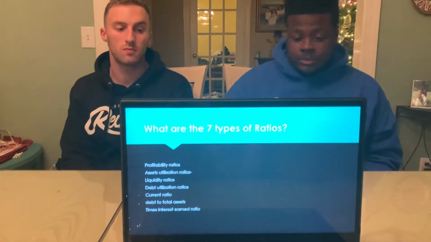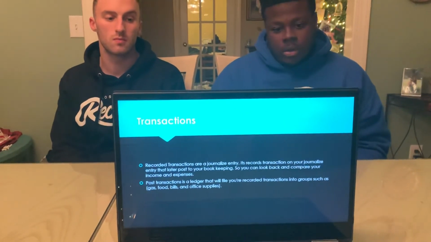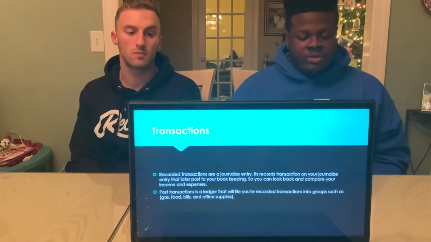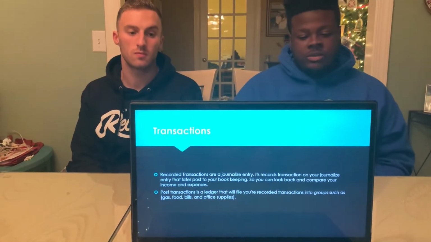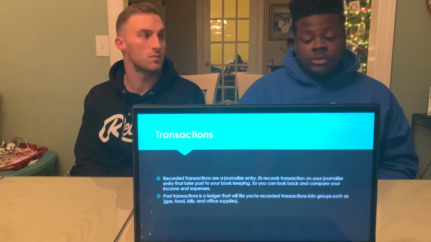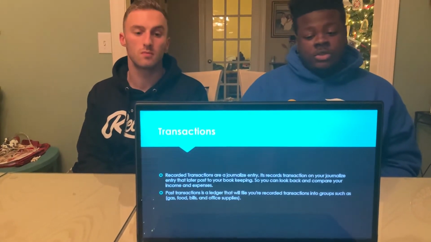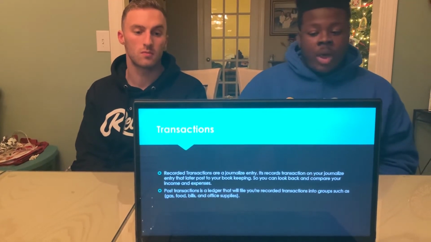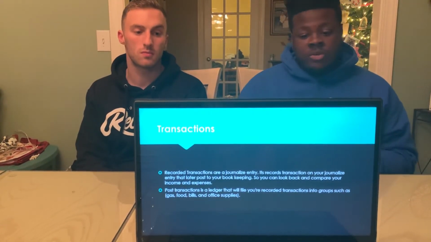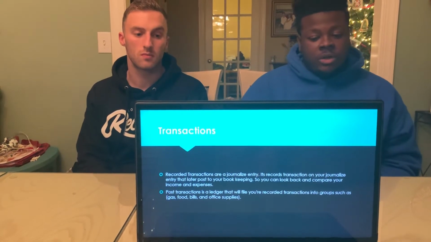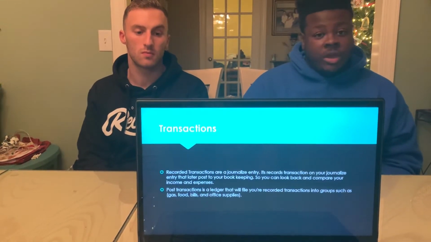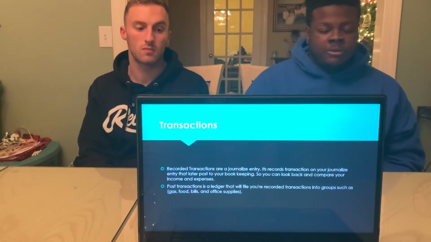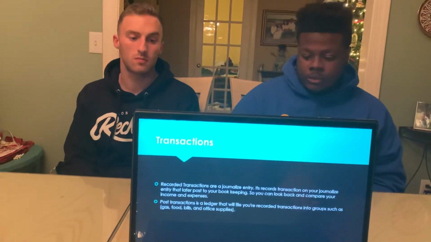Next slide, please. So what happens during transactions, we have recorded transactions, which are our journalized entries. It records transactions in a journal entry that later posts to your books, so you can look back and compare your income and expenses. Posted transactions are in a ledger that will file your recorded transactions into groups such as gas, bills, and office supplies. Next slide, please.